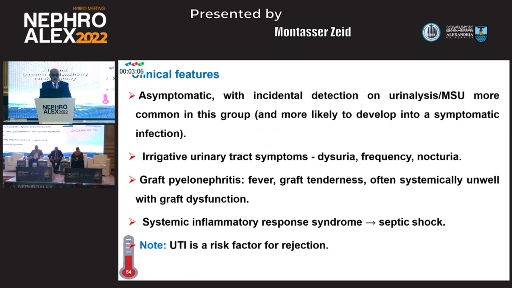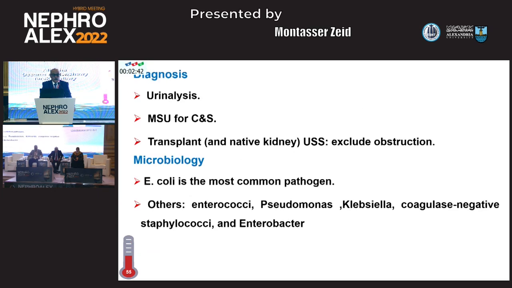Clinical features may be asymptomatic or irritative urinary tract symptoms such as dysuria, frequency, and nocturia; graft pyelonephritis manifesting as fever, graft tenderness, often systemically unwell, and graft dysfunction. Systemic inflammatory response syndrome and septic shock may occur, and don't forget that UTI is a risk factor for rejection. It is diagnosed by urine analysis and midstream urine for culture and sensitivity, and we have to do ultrasound to exclude obstruction as a cause.